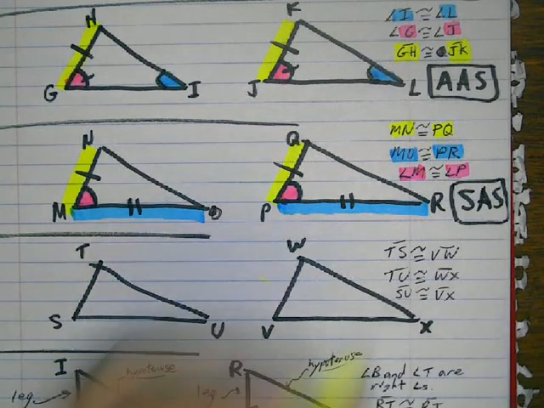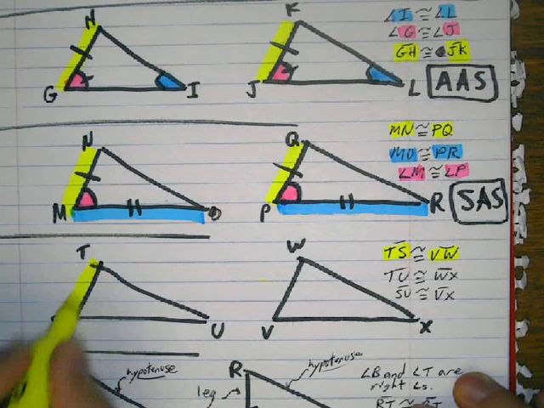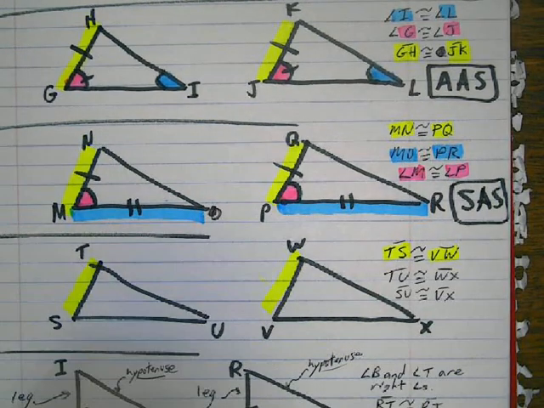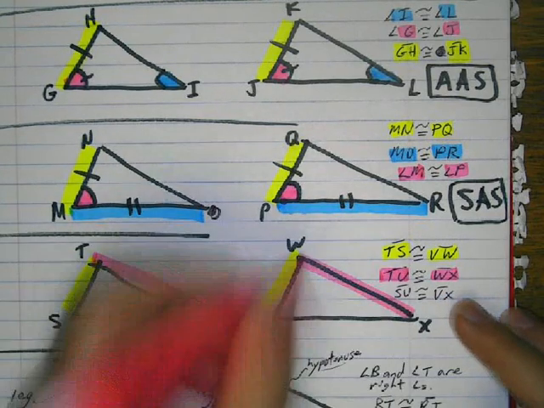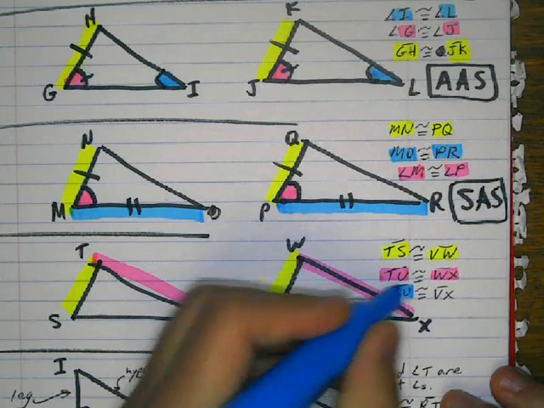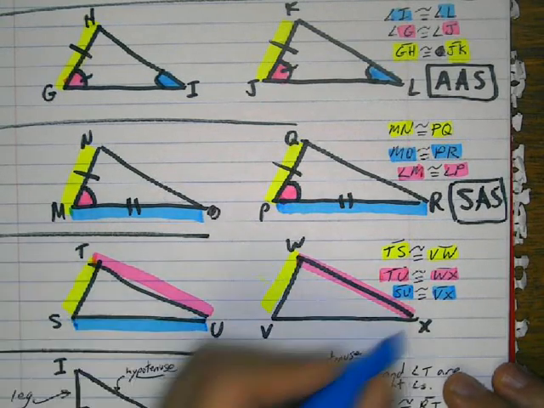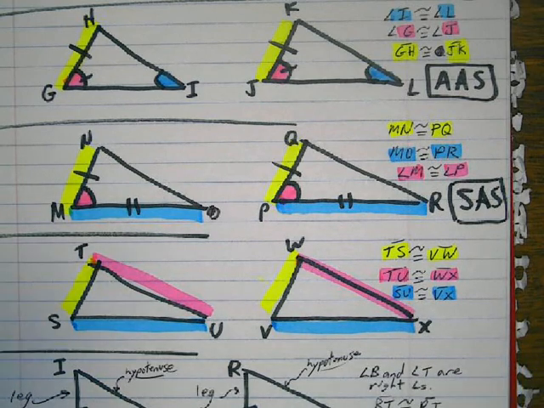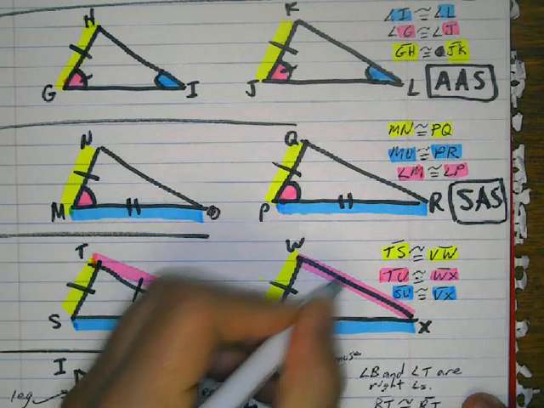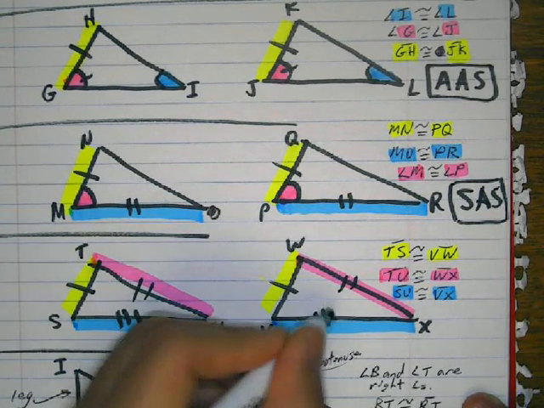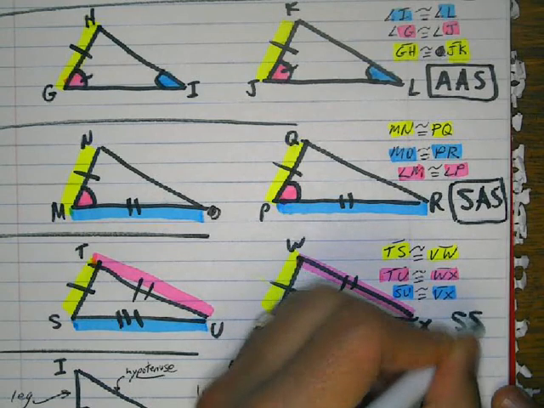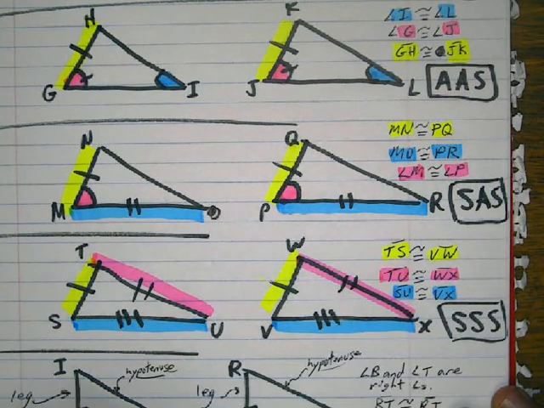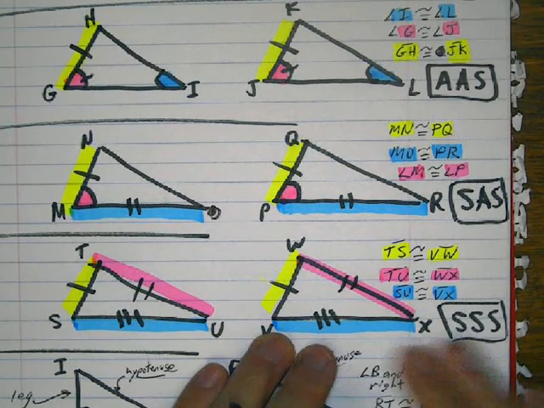Okay? And then the last one, let's mark it the way it is. This one seems to be the most obvious. ST is congruent to VW. TU is congruent to WX, and SU is congruent to VX. So if you don't have the colored markers, once again, you could put a single mark, double mark, triple mark. And if three sides on a triangle are congruent to three sides on another triangle, we call that side, side, side congruent. It should be pretty obvious that if three sides are the same as three sides on another one, that the triangles would be the same.